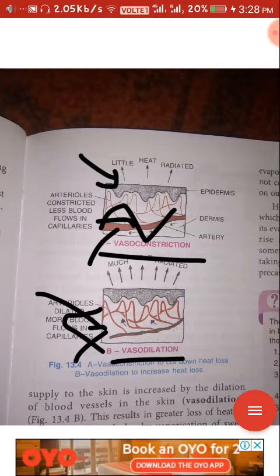Now there are certain processes by which heat is produced in our body. First and the most important is muscle activity. Muscle activity gives most of the heat. Second is the breakdown of glucose, the chemical reactions going on in our body. Third is a small amount of heat from the ingestion of hot foods and beverages. Now it is very confusing to remember in this way.